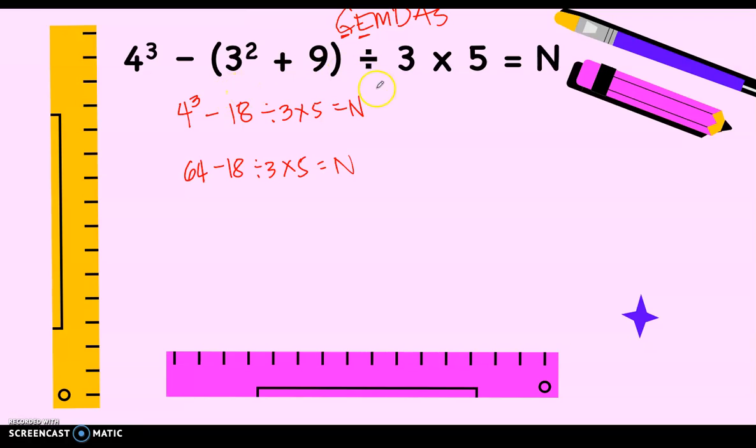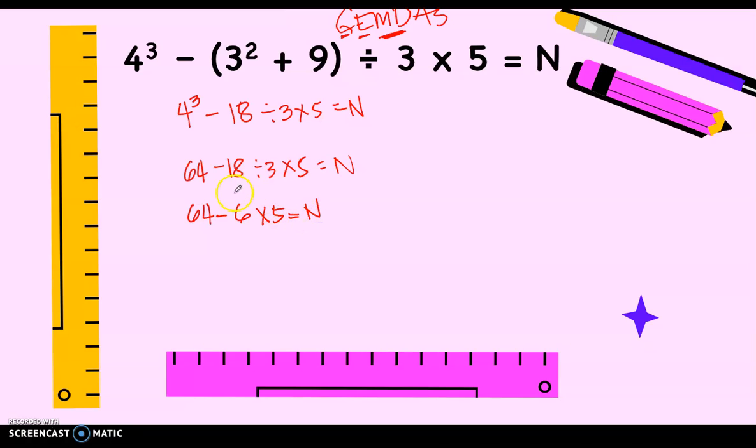So that is a new equation, no more exponent. This one, no more groupings. This one, no more exponent. Next, we proceed to multiplication or division, whichever comes first. As you can see, division comes before multiplication, so we divide first. What are we going to divide? This one. 18 divided by 3. So we write here 64 because we're not going to perform that yet. 64 minus 18 divided by 3, that is 6. That is 6 times 5 equals n.